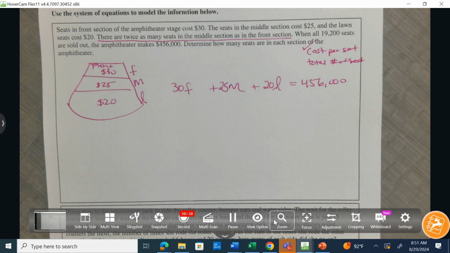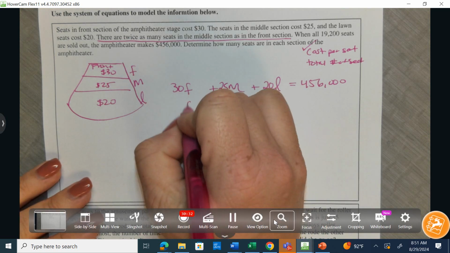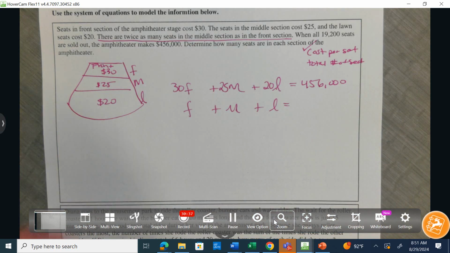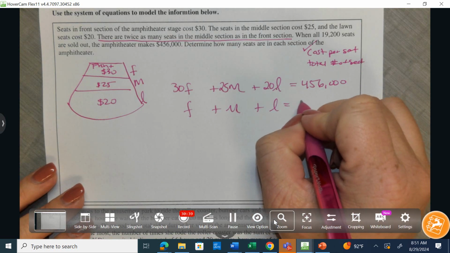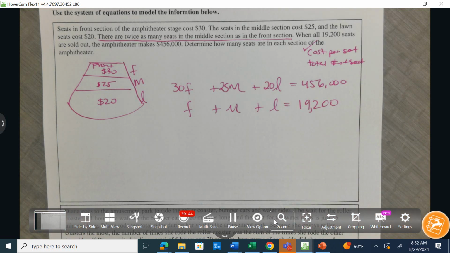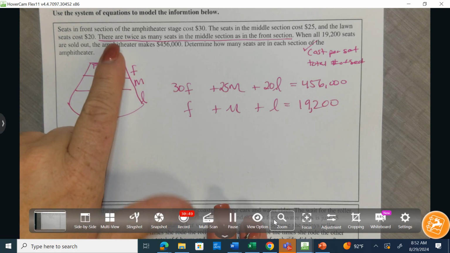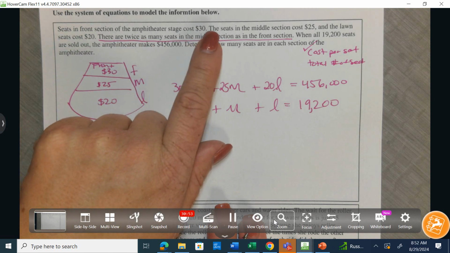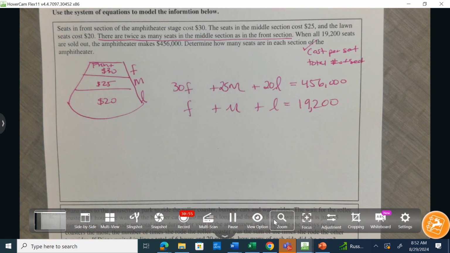Now I'm going to create an equation that talks about the number of seats. When the front, the middle, and the lawn seats are filled up, there is a total of 19,200 seats. I'm going to press pause, and I would like you in groups to see if you can come up with an equation that involves only middle and front, and then we're going to talk about it. I'm going to give you 1 minute. So come up with your equation, and I think you should choose some arbitrary numbers.